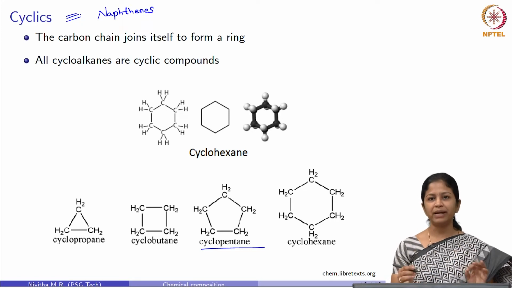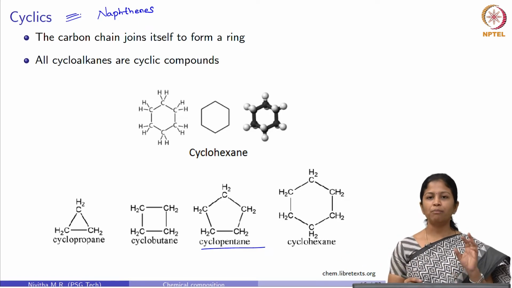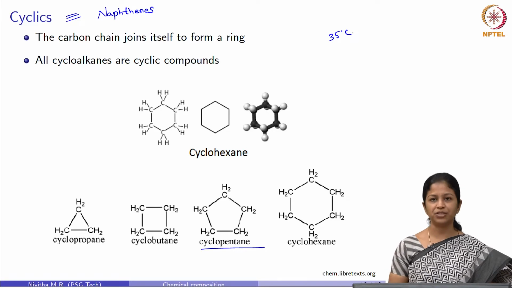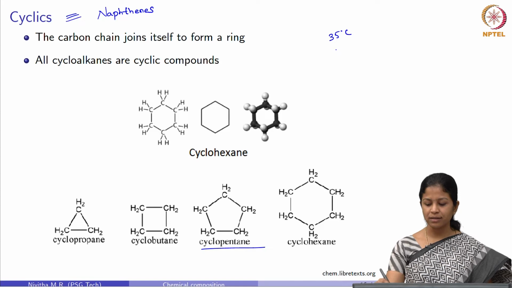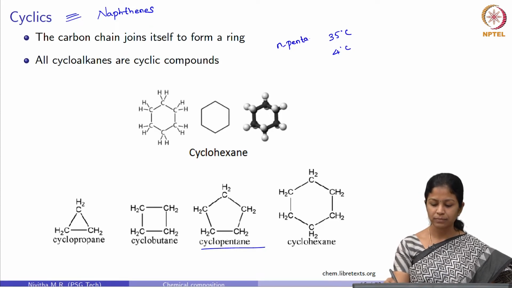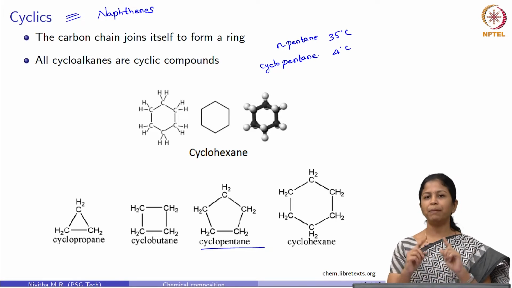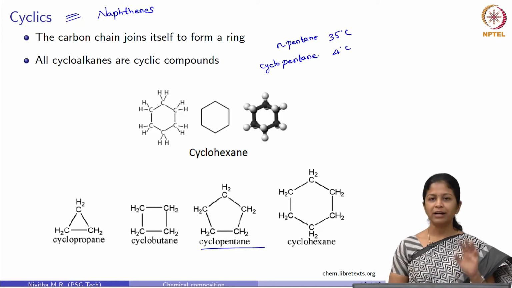Let us take n-pentane, where there are 5 carbon atoms attached in a straight row. The boiling point of n-pentane is about 35 degrees Celsius, whereas the boiling point of cyclopentane is 4 degrees Celsius. So, this is for n-pentane and this is for cyclopentane, right. This is again pentane, but depending upon the form in which it is present, the boiling point is going to be different.